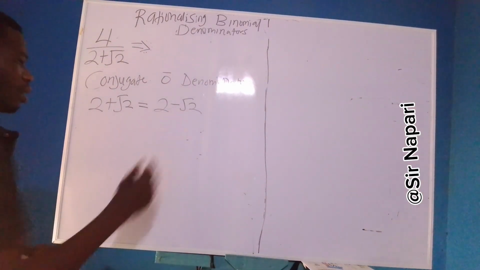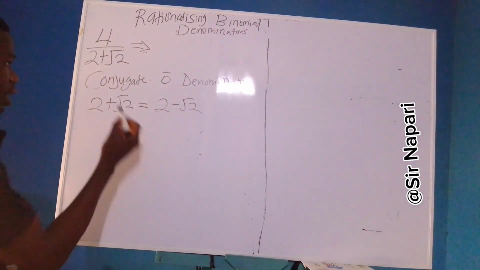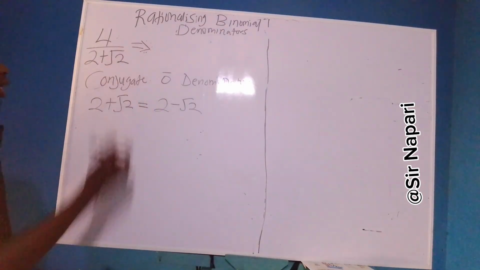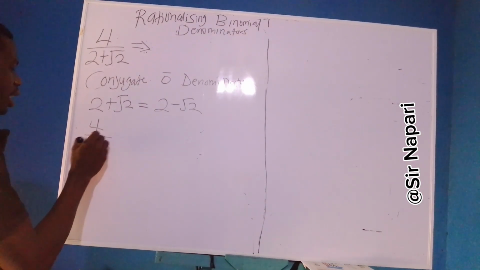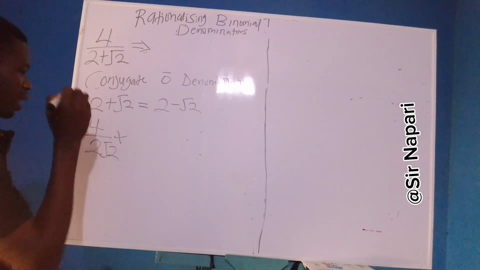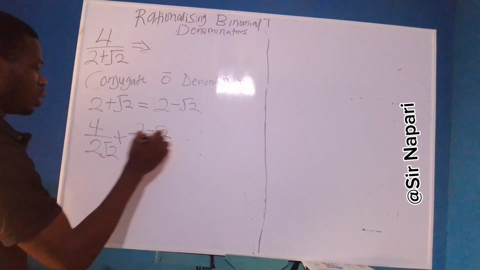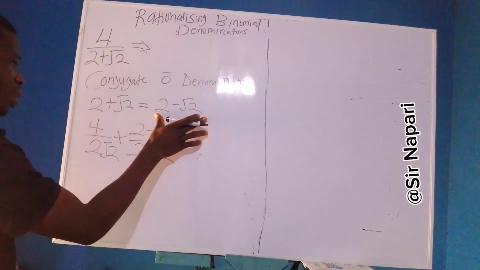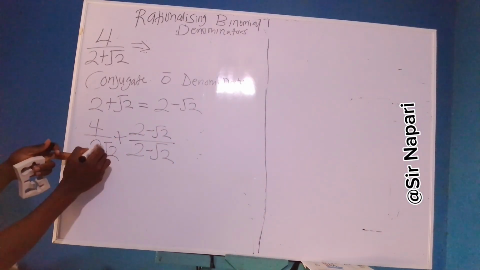Now, this is our conjugate. After finding the conjugate, we take the conjugate and multiply it by the denominator, and multiply the same by the numerator. And so in doing so, we have 4 divided by 2 plus root 2, multiplied by our conjugate, 2 minus root of 2 over 2 minus root of 2. We multiply the numerator by the conjugate, and the denominator by the same conjugate.